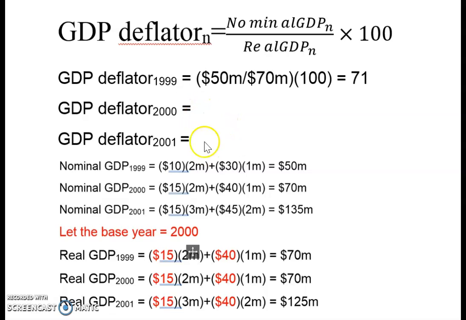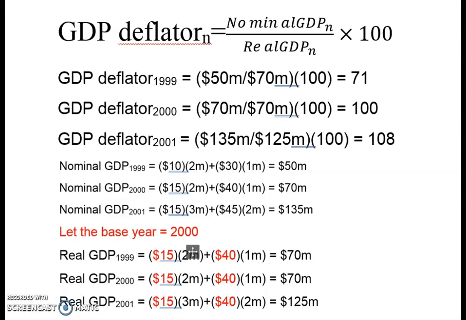Can you do the rest of them? Pause the video and work it out and see if your answer is correct or not. Okay? Very good. Pause. All right. Is this what you get? Very good. So nominal divided by real times 100. That is going to be the GDP deflator.